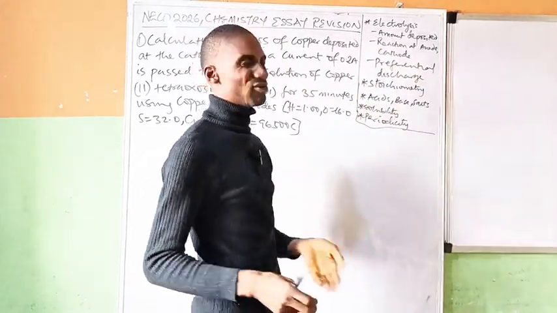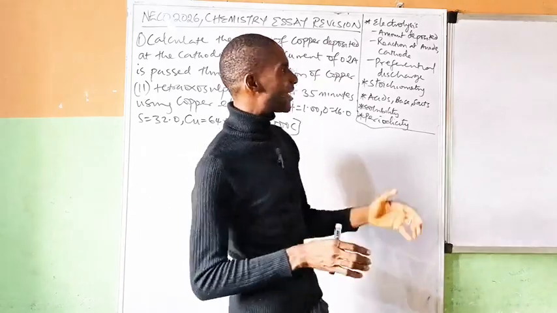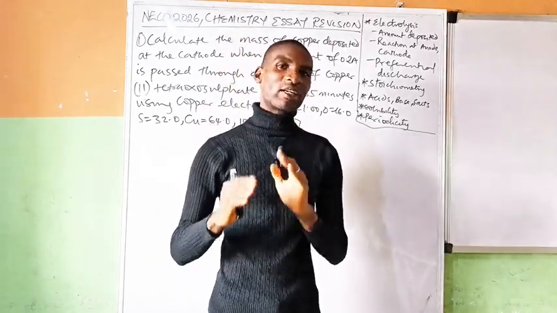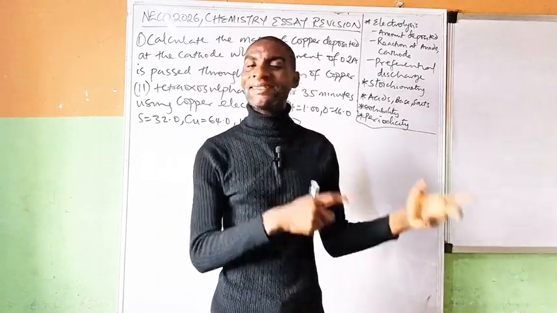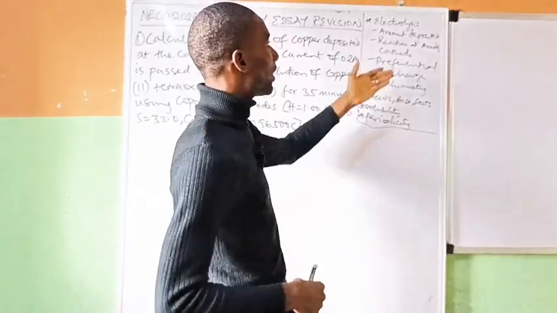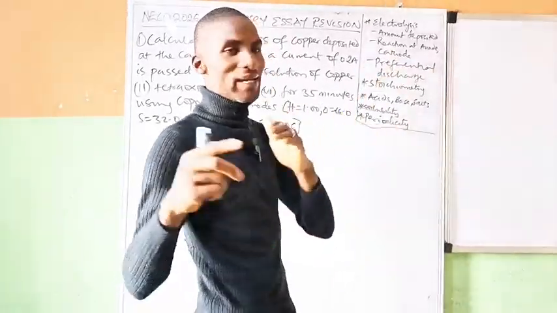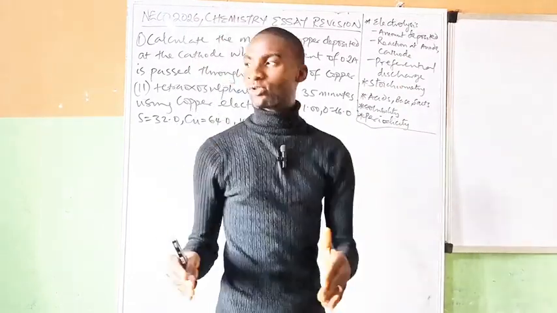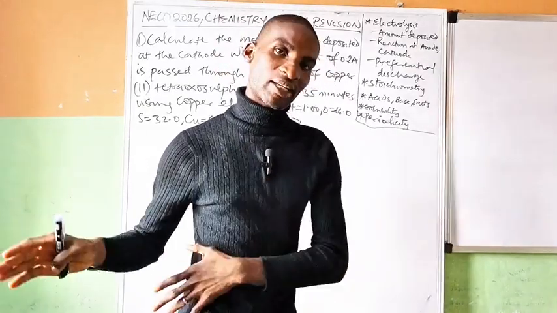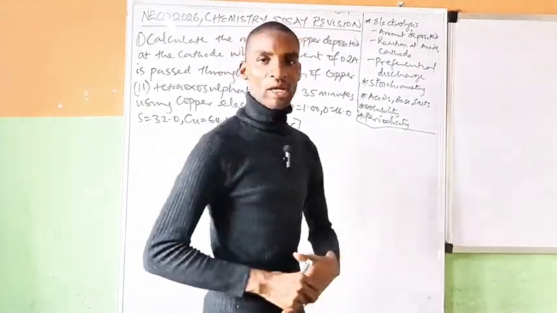I'll be talking about the reactions that occur at the anode, at the cathode. Remind you, I'm giving you shortcuts that you can quickly use and you can remember in the exam hall, and then they will help you. I will be talking about what kind of reaction occurs at the anode, at the cathode, how to determine preferential discharge, what will be discharged at the anode, which ion will be discharged at the cathode.